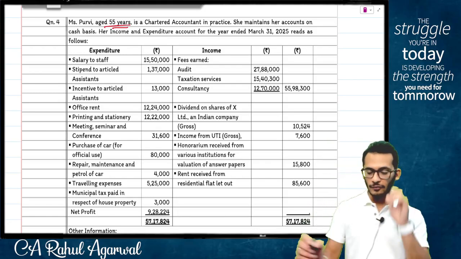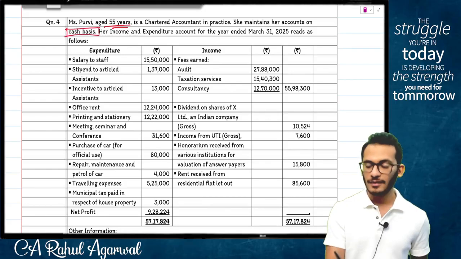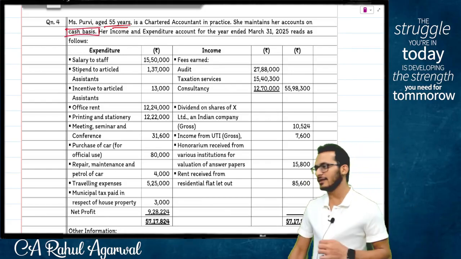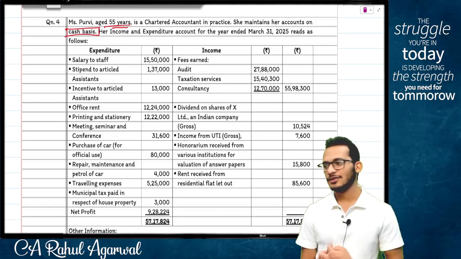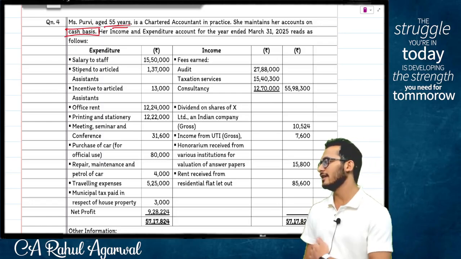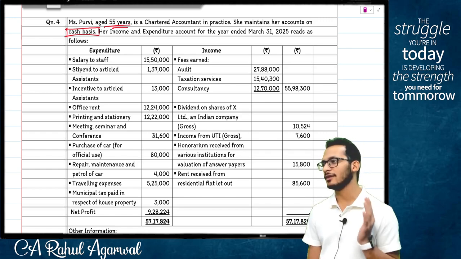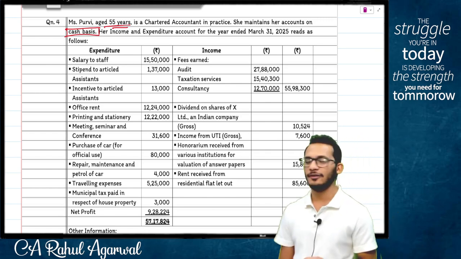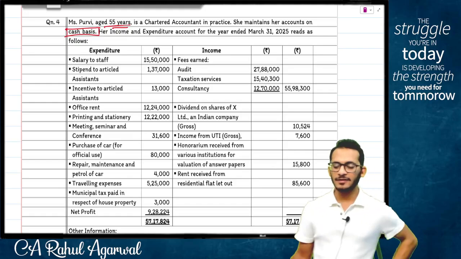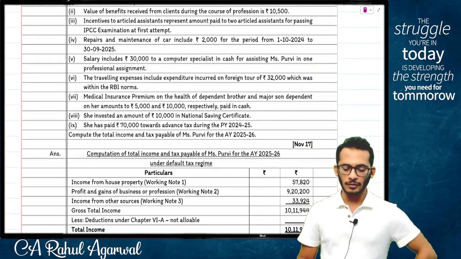She maintains her books of accounts on, things are gonna get ugly. We are maintaining books on cash basis. Very, very carefully think about the questions. Before you start jumping to conclusions, look at the words very carefully to see what is happening. The income and expenditure account is given to you as follows. I'm ignoring all those. I'm looking at the bottom.